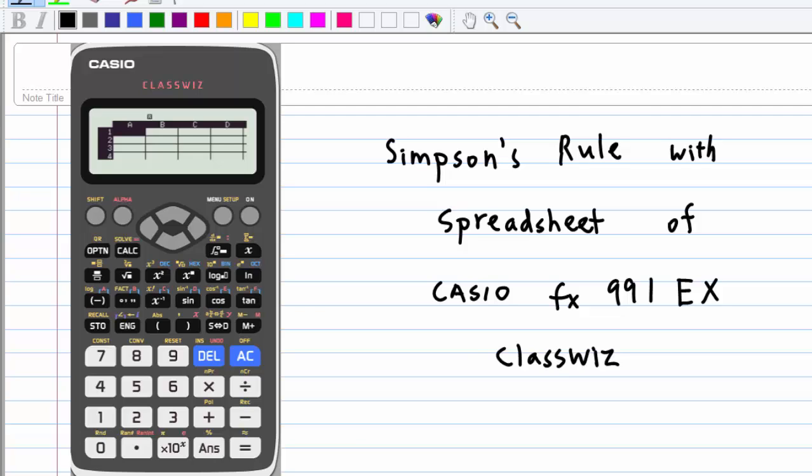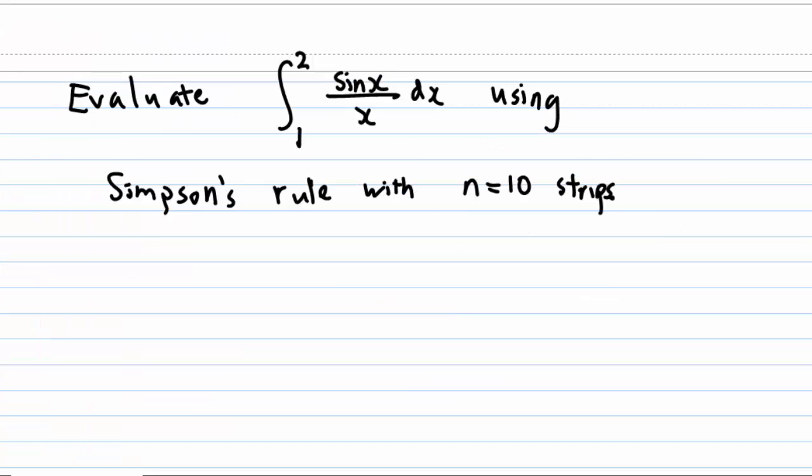This video will show you how to implement Simpson's rule by using the spreadsheet of the CASIO FX-991EX ClassWiz. The problem is to evaluate the integral of sin x over x from x equal to 1 to 2 using Simpson's rule with n equal to 10 strips.